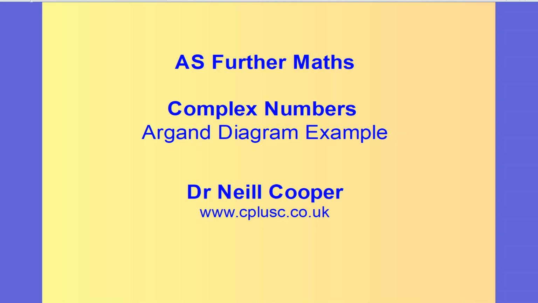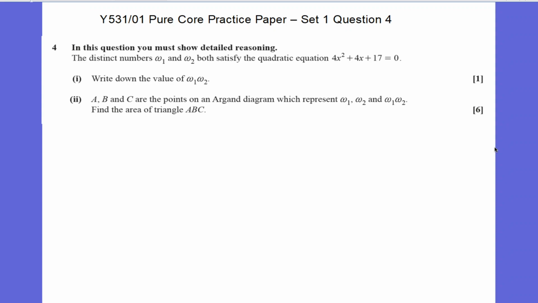Complex numbers, Argand diagram example. This example is taken from an OCR practice paper. It's a very difficult example of an Argand diagram question because it brings together various strands of the course, and it's not clear what method to use in which part of the question.